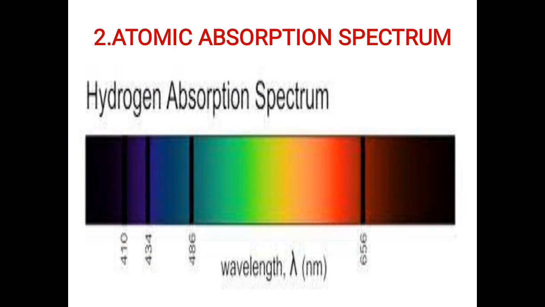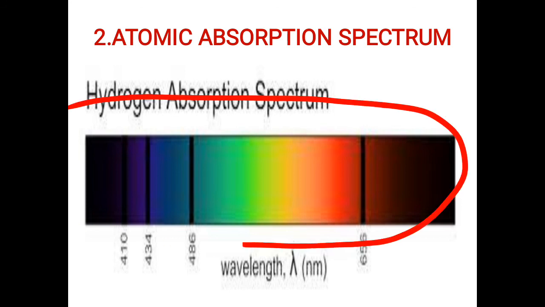The second type of a spectrum is obtained when a beam of white light is passed through a gaseous sample and the light is absorbed by certain elements, and the rest of the light which is not absorbed by the sample then passes through the prism to get absorption spectrum. And this is what we are seeing.